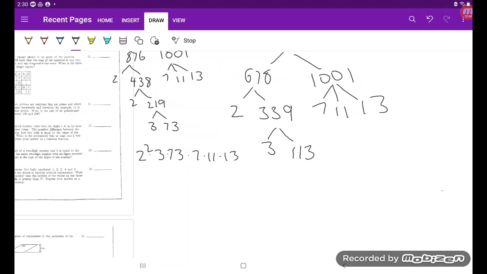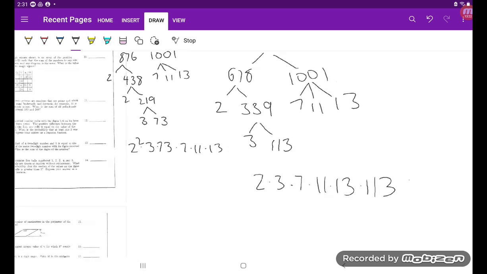It's not divisible by 7. It's not divisible by 11, of course. 13 either. And yeah, I don't think 113 is composite. So 113 is prime. So the prime factorization is just 2 times 3 times 7 times 11 times 13 times 113.